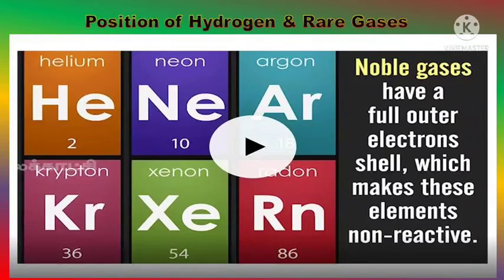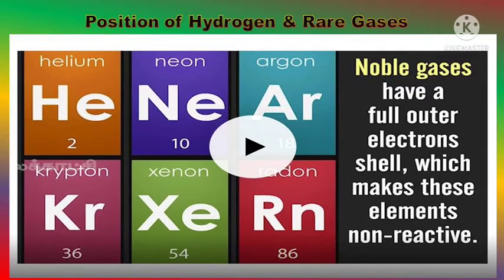Position of hydrogen and rare gases. Hydrogen is the lightest, smallest and first element of the periodic table. Its electronic configuration is 1s1. This one is the simplest of all the elements. It occupies a unique position in the periodic table. It behaves like alkali metals as well as halogens in its properties.